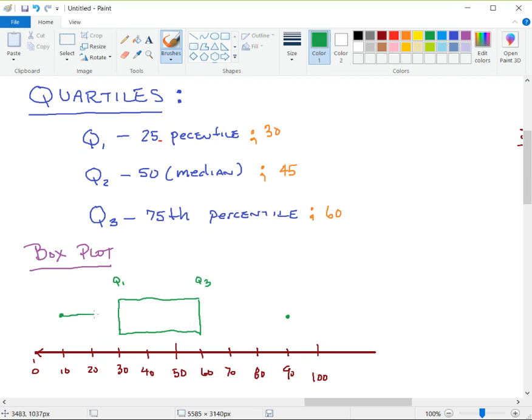Now, then you draw a line between this point and your box, and you draw another line between this point and your box. And the last thing you do is you look at your median, 45, and you draw a line in your median. So that's supposed to be at 45.